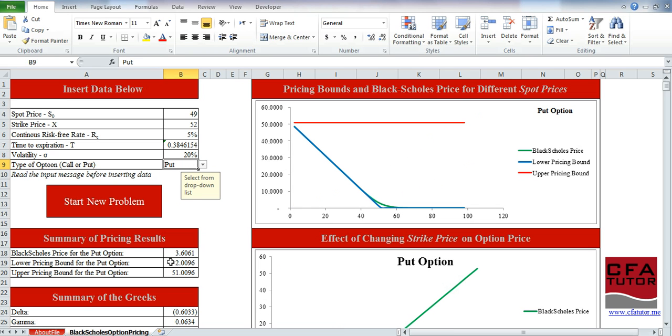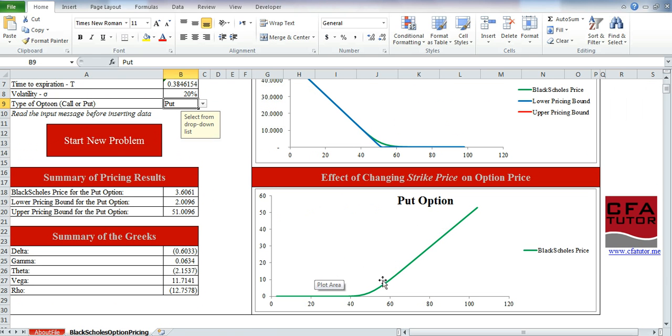As you can see, the result has changed over here. The Black Scholes prices still lie between the lower and upper pricing bounds, which is the result we're looking for. As you can see, the green line, the Black Scholes price, lies in between the upper and lower pricing bounds. And over here, we can see that an increase in strike price results in an increase in the put option price.